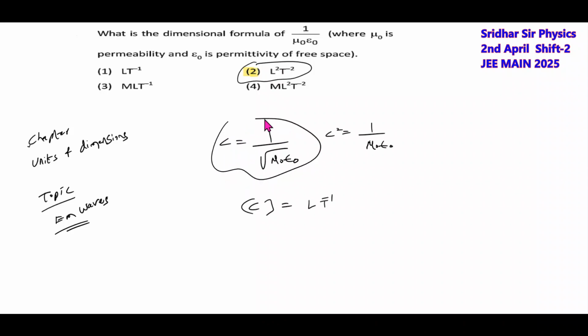So you should know this from the EM waves chapter. The speed of light will be related to magnetic permeability and electric permittivity by this particular formula. Then you can analyze this question very easily. It's not something you should derive. It's a memory thing that you must know. So we'll move to the next question.